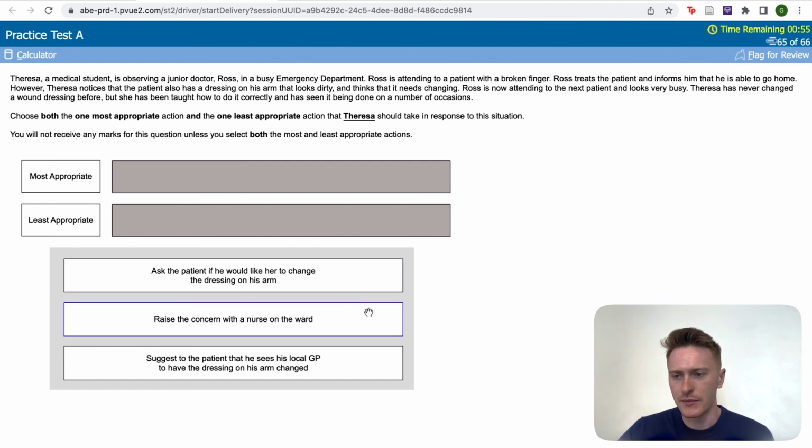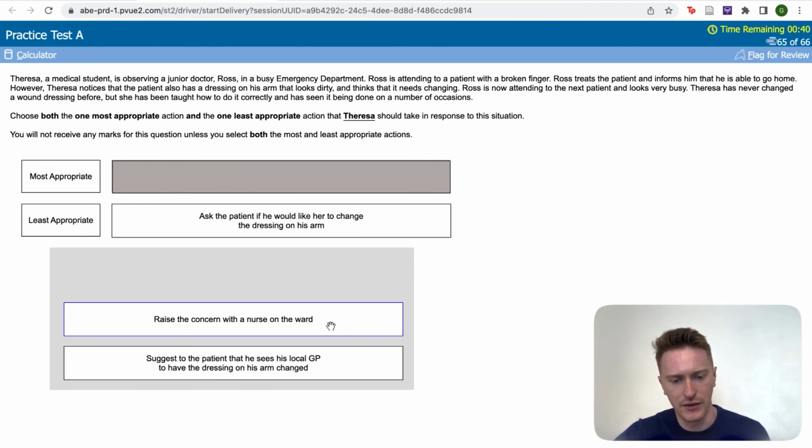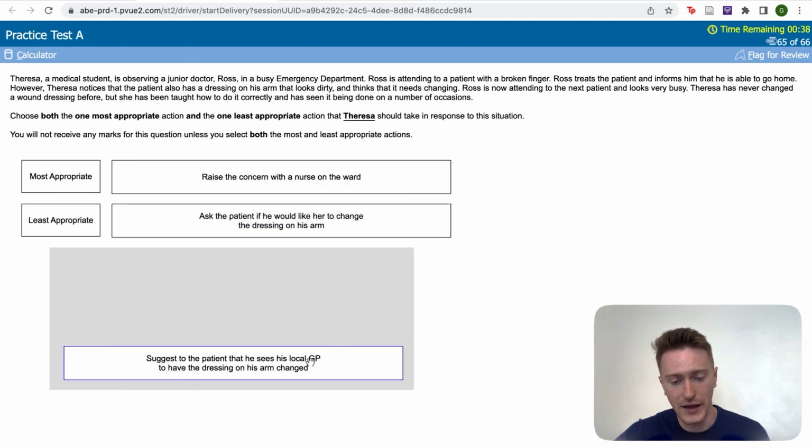So the way it works in medicine is you see one, do one, teach one, and you should always be supervised every time that you escalate. So if she's got no one to supervise, she shouldn't really be changing the dressing. So I think that's probably least appropriate. A nurse is probably the best person. The local GP probably is an intermediate option.